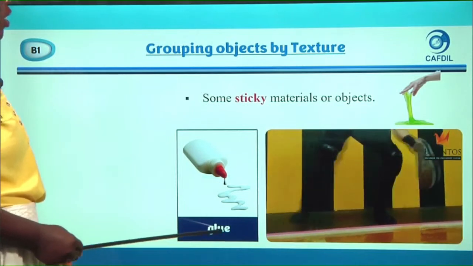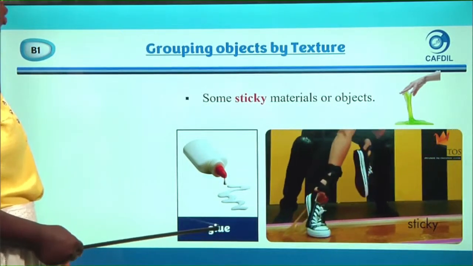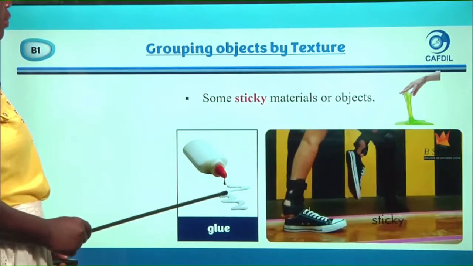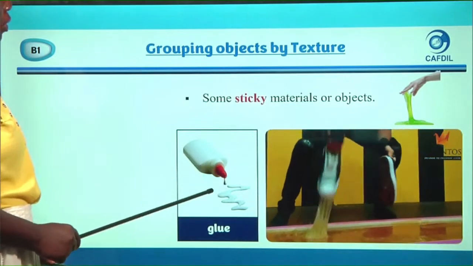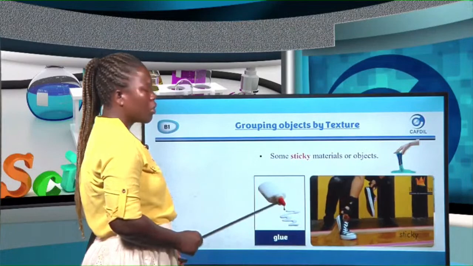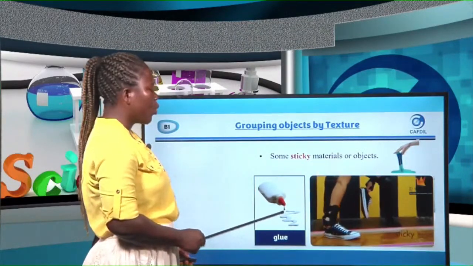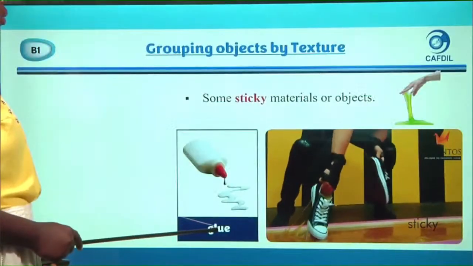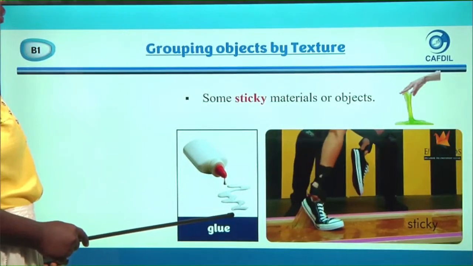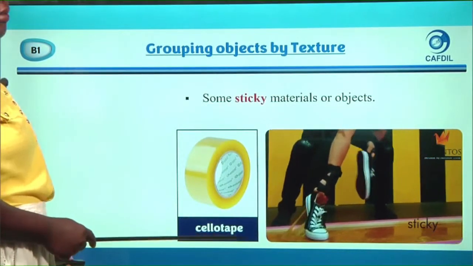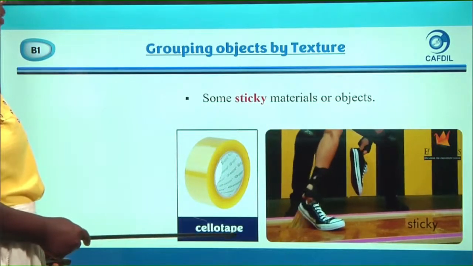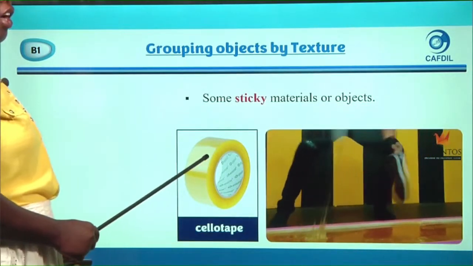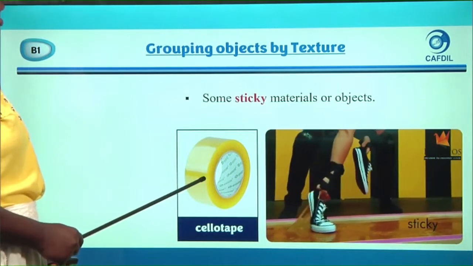Glue. Our glue is very sticky. What do you use glue for? Good. You glue your book with a glue. Cello tape. So cello tape is also sticky.